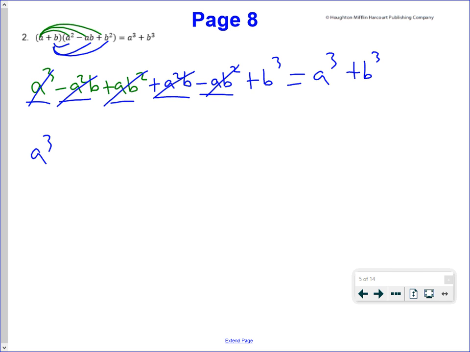And lastly, we have b cubed. We don't have anything to add to it, so we'll just bring it down. And we're left with a cubed plus b cubed on the left side. And that should equal a cubed plus b cubed that we started with. It does. We put a check mark next to it. We're good to go. We've proven that this polynomial identity does indeed equal a cubed plus b cubed. Or we've proven that this polynomial identity is true.